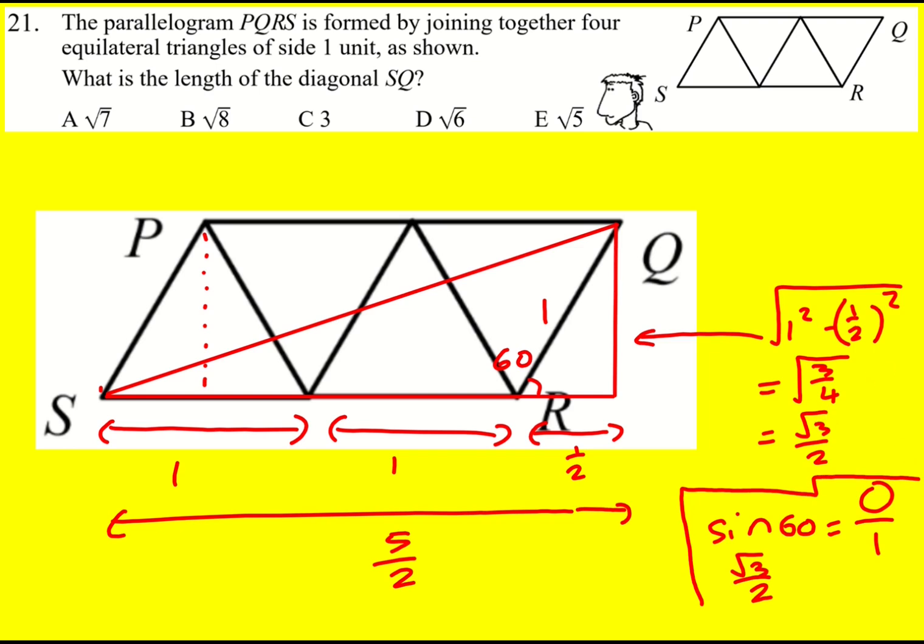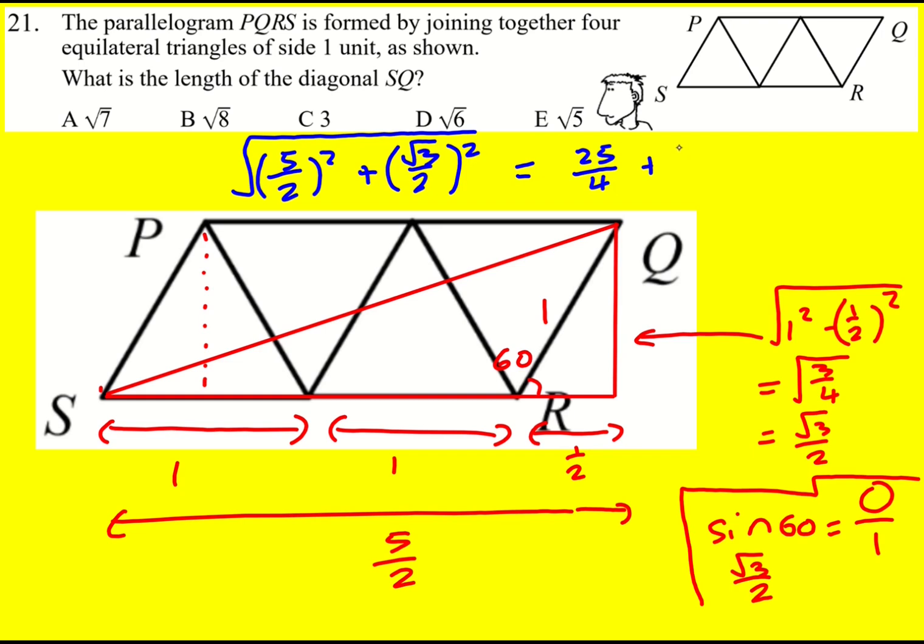So √3/2 for the height, and then finally the diagonal will be 5/2 squared plus √3/2 squared, square rooted, equals 25/4 plus, right, square root of 3 squared takes us back to 3, so 3/4. A bit like what we had over here when we square rooted 3/4, we got √3/2, so square it, we get back to 3/4, which is 28/4, square rooted, which is the square root of 7.